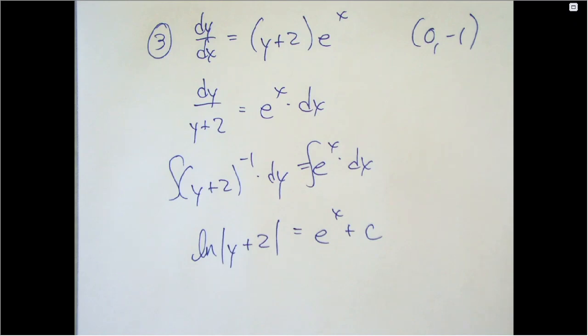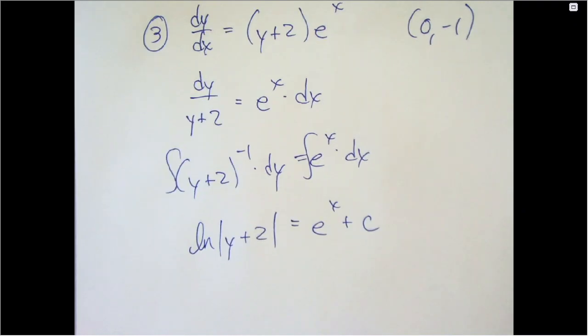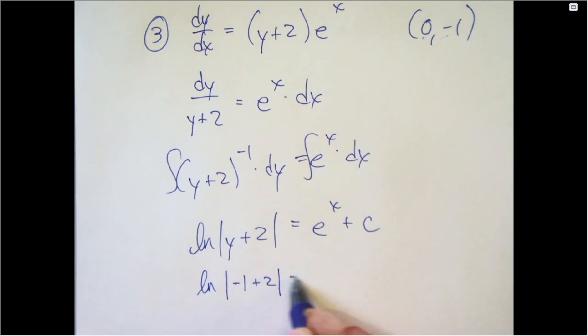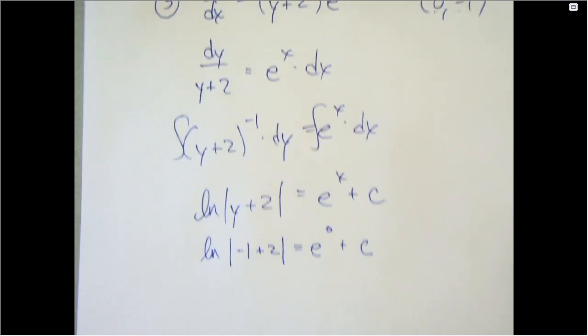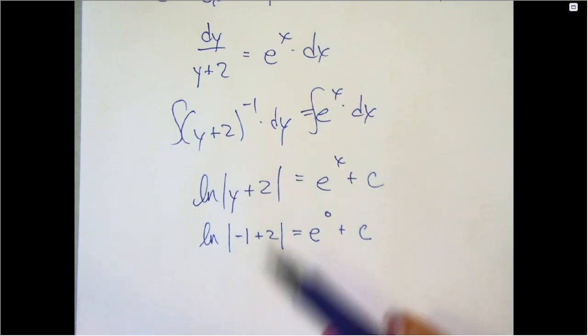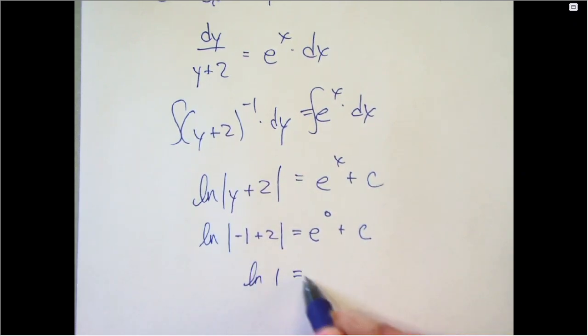What did we do last time? We found y first last time? Alright, so let's do c first this time. So we're going to plug in 0 and negative 1. So natural log of the absolute value of negative 1 plus 2 equals e to the 0 plus c. Don't need the absolute value signs anymore because that's positive.